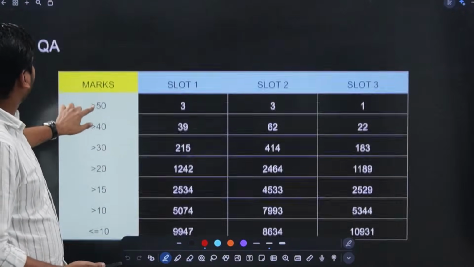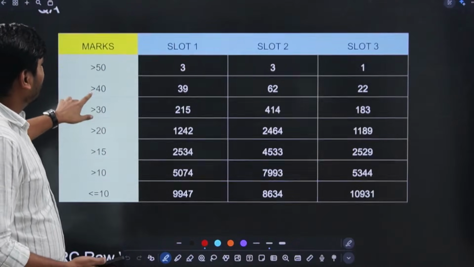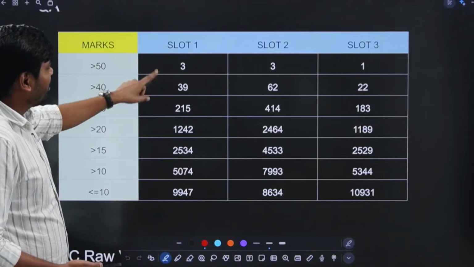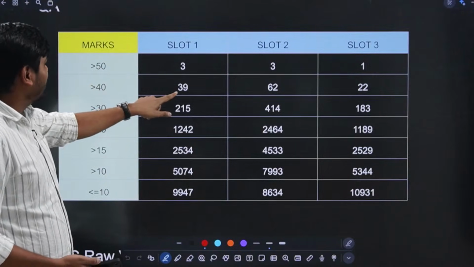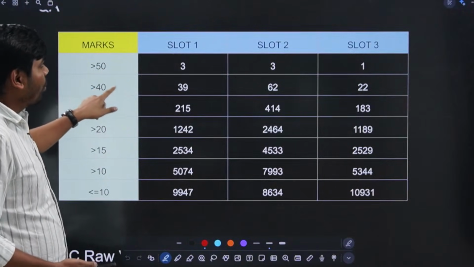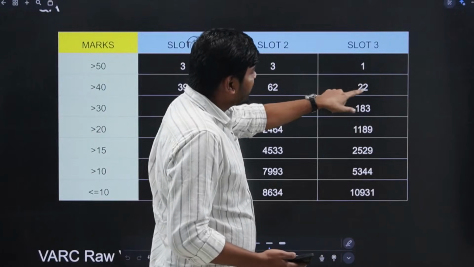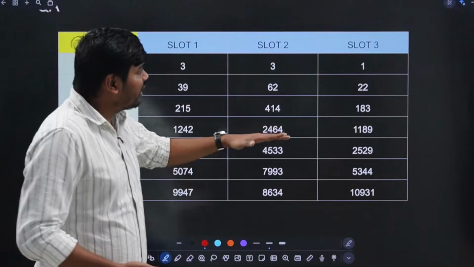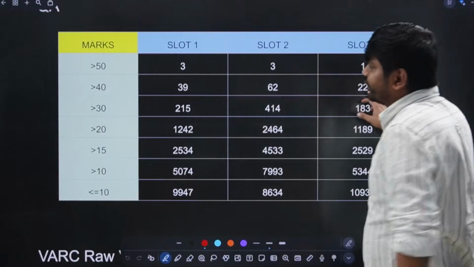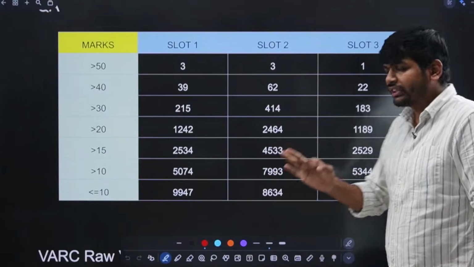So in the quant section, if you look at slot 1, there are 39 students who have obtained above 40 marks, whereas in slot 2 this number is 62, and in slot 3 it is just 22. So slot 3 was on the difficult side in the quant section. In slot 3, the quant section was the difficult one.